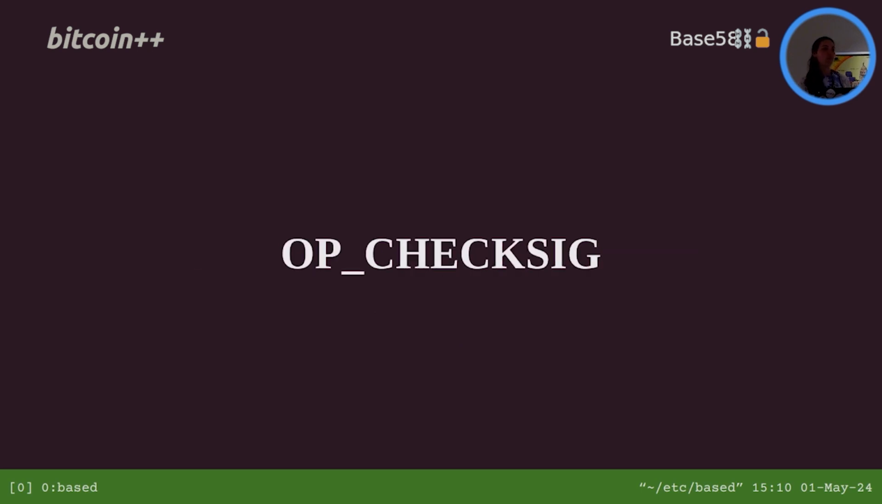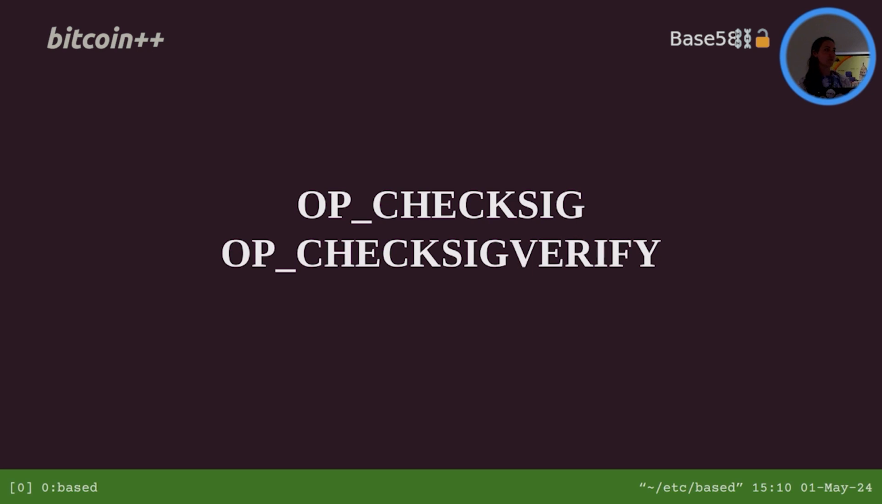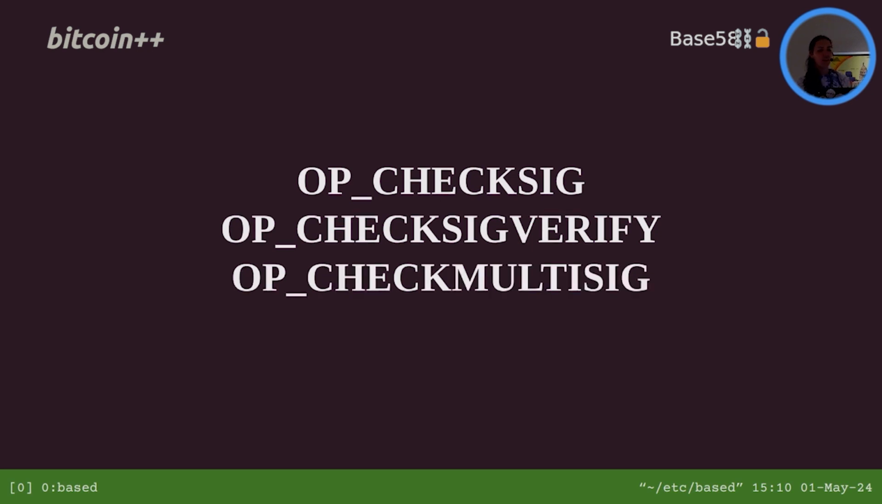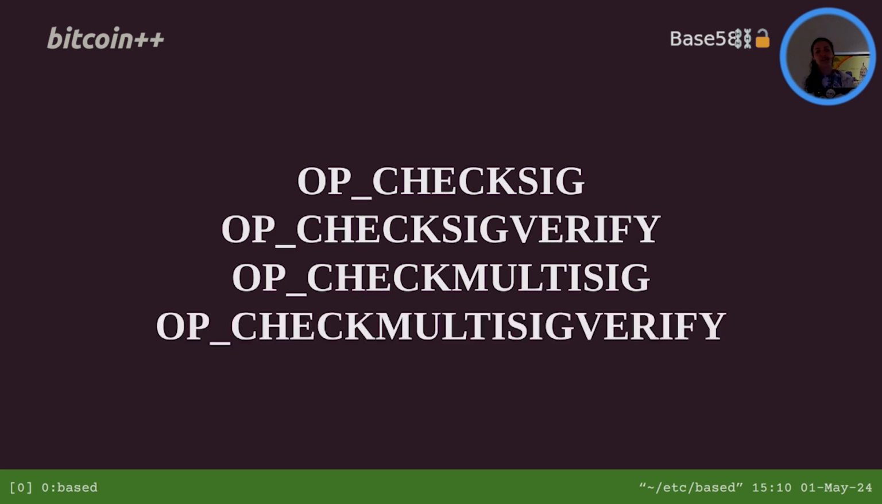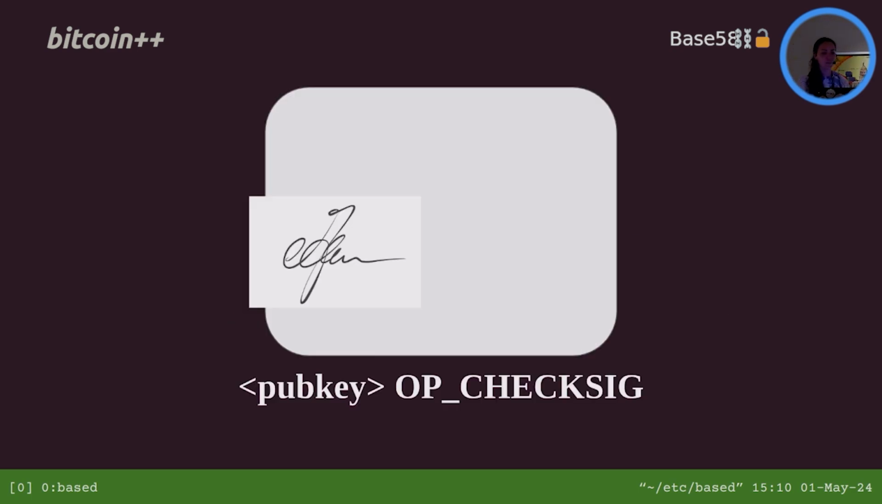Cool. Okay, so what are all the sig operations that exist in Bitcoin script? Well, there's the plain op check sig. There's also its favorite cousin, op check sig verify. We have op check multisig and then op check multisig verify in general. So these are most of the signature opcodes that we've got.